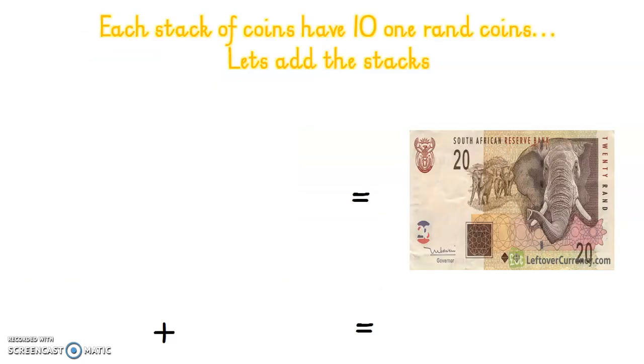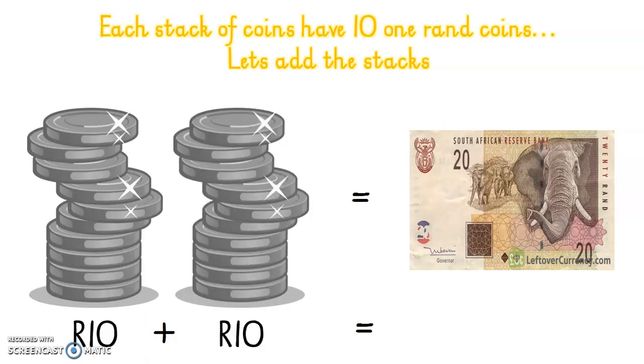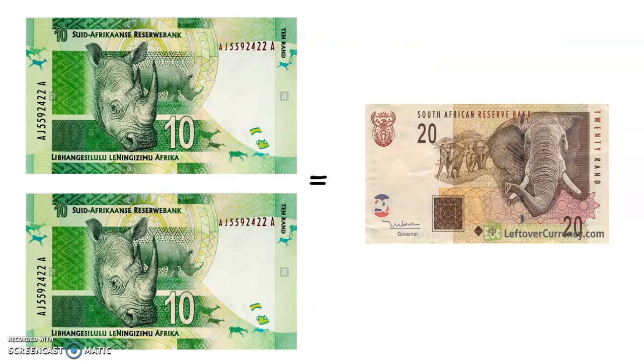Okay, each stack of coins has 10 1-rand coins in it. We are going to add them together to get to the 20-rand note to see how much we'll need. Let's add the stacks. 10 coins plus 10 coins equals 20 rand. So there are 10 1 rand in each stack. That means 10 rand plus 10 rand equals 20 rand. So 20 coins make 20 rand. So 2 notes give me 20 rand.